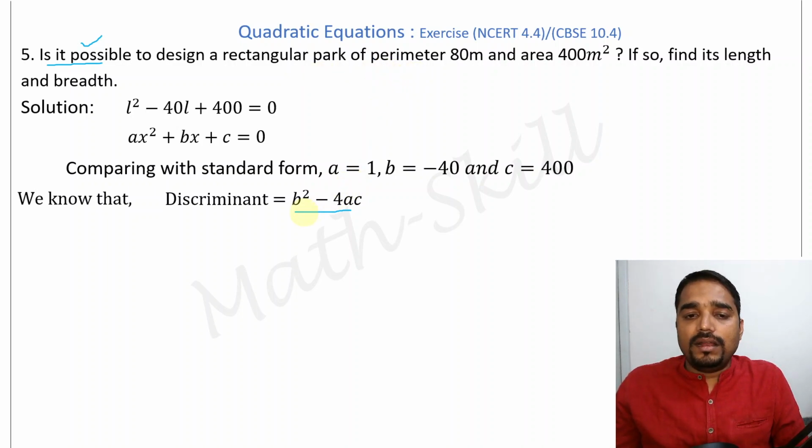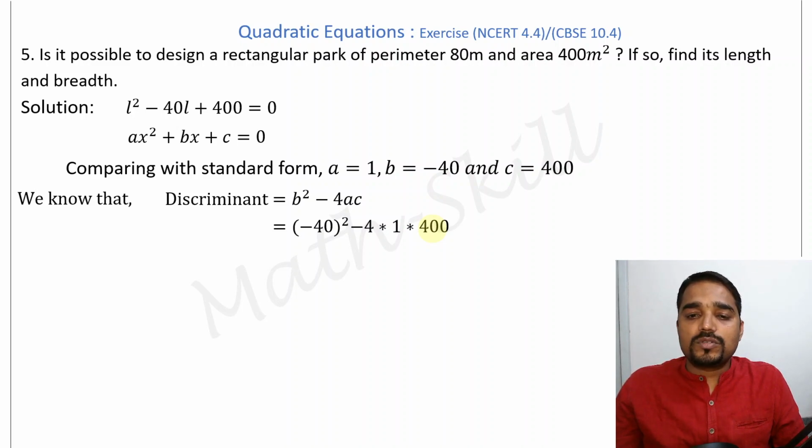So in this particular equation, let's substitute a, b and c values as a is equal to 1, b is equal to minus 40 and c is equal to 400. So therefore discriminant is equal to b square, minus 40 whole square, minus 4 into 1 into 400. That is, minus 40 whole square is minus 40 multiplied by minus 40, minus into minus is plus. So 4 4s are 16 followed by 2 zeros, that is 1600.